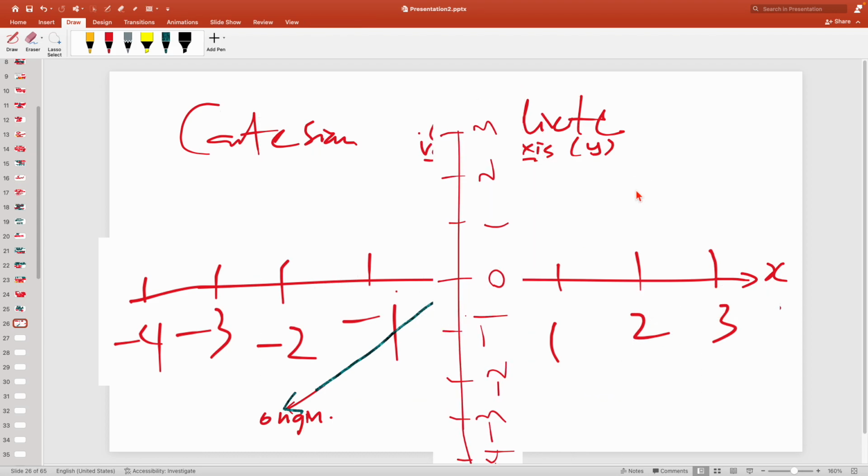Are you clear? Yeah. So can you see that here is your 1, 2, 3. Here is your minus 1, minus 2, minus 3, minus 4. So this will be your y-axis. Are you clear? So by doing this, you have this Cartesian coordinate system.